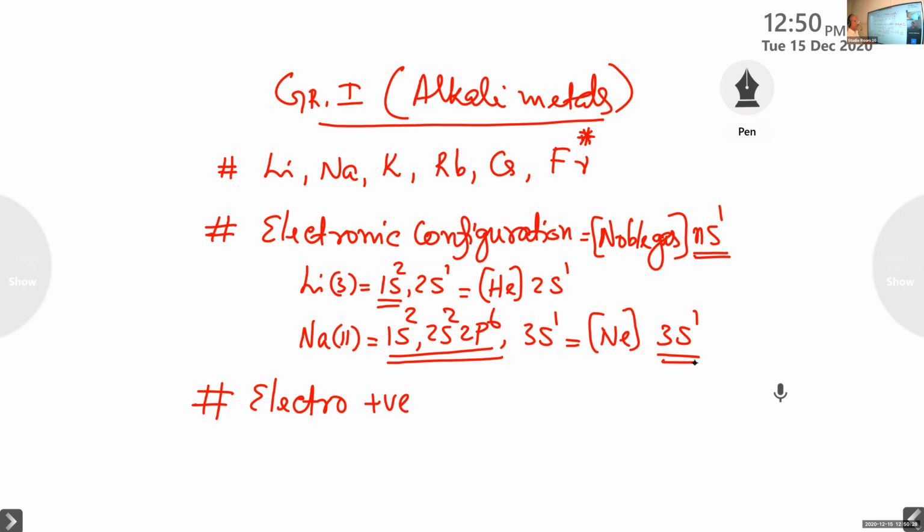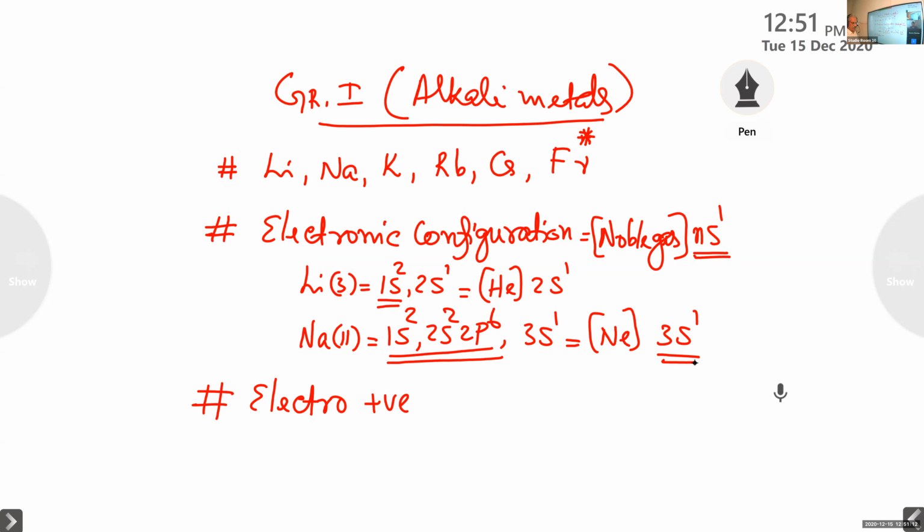But from left to right, in general, the atomic size decreases. So at the left extreme of the period, there will be the largest atom. And alkali metals are at the left extreme of each period. And so these are the largest atoms in each period. And therefore, they have a high tendency to lose electron.